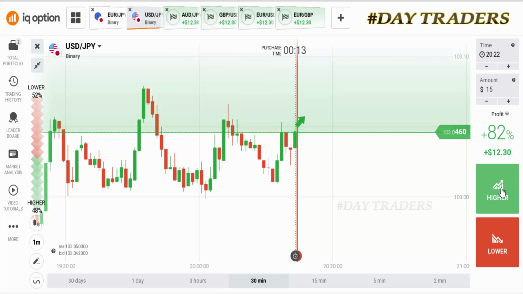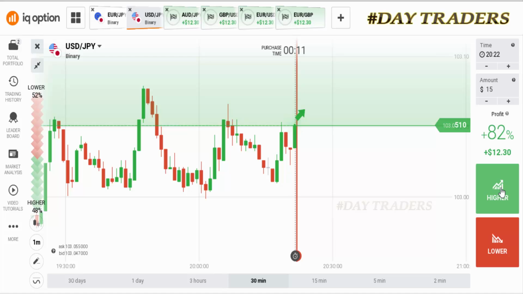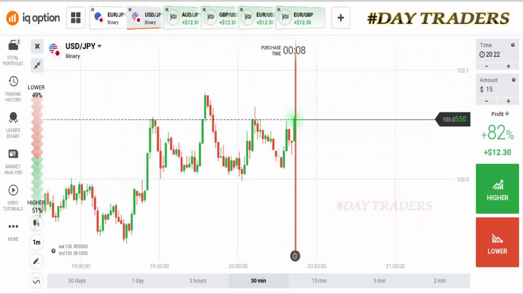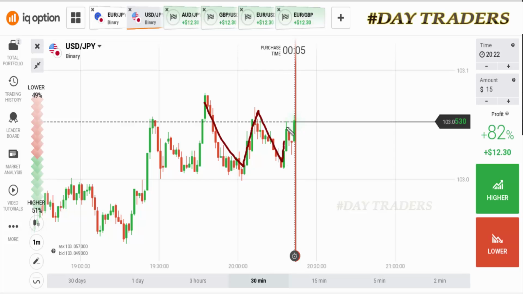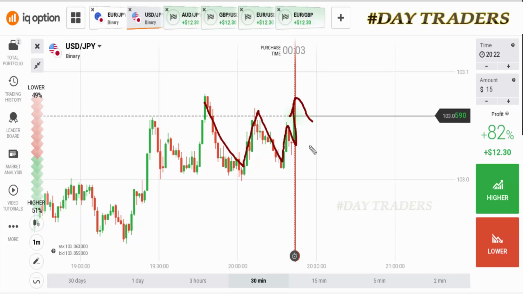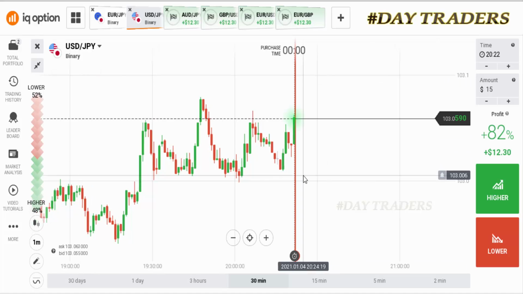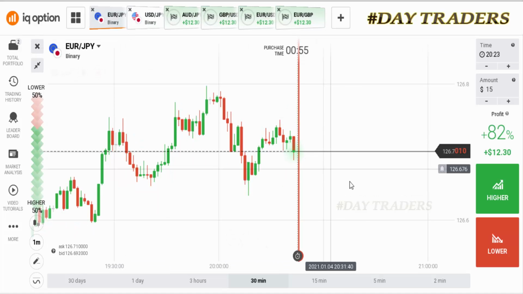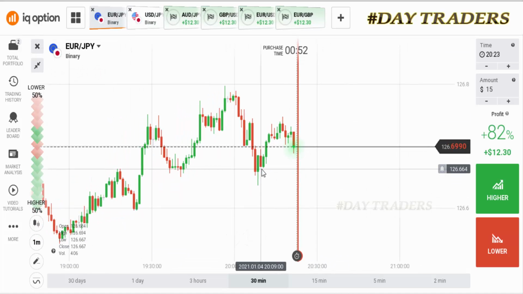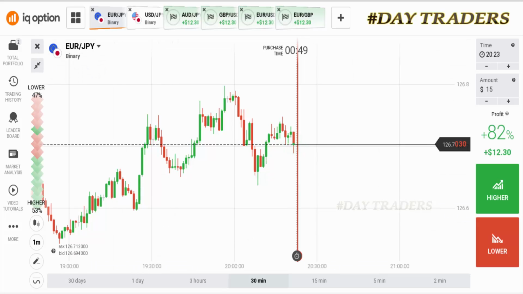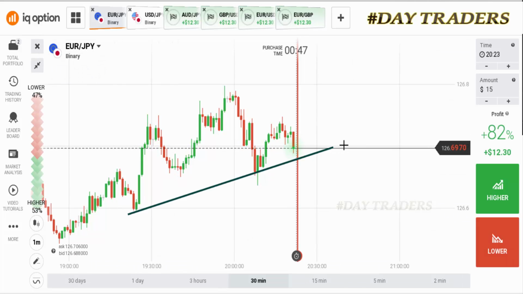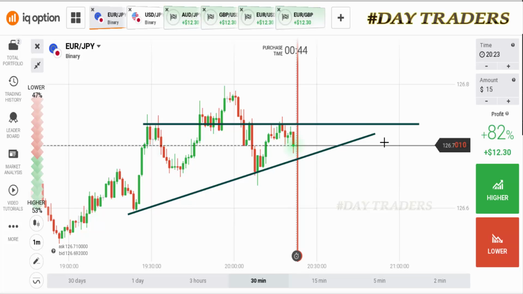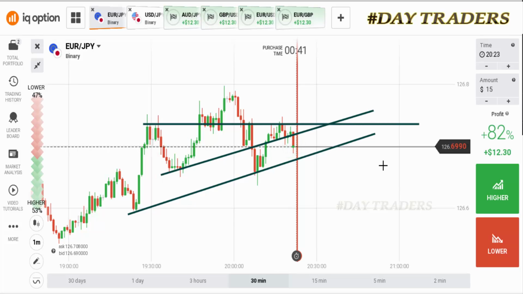Okay, a little bit down and I'll try to press a higher option. Okay, this is a good opportunity. Okay, it's going up. Okay, we have checked the support and resistance levels. There is a support level, there is a resistance level, and this is also a minor level. It's going down. Okay, I'm expecting the next candle to make a bearish candle.